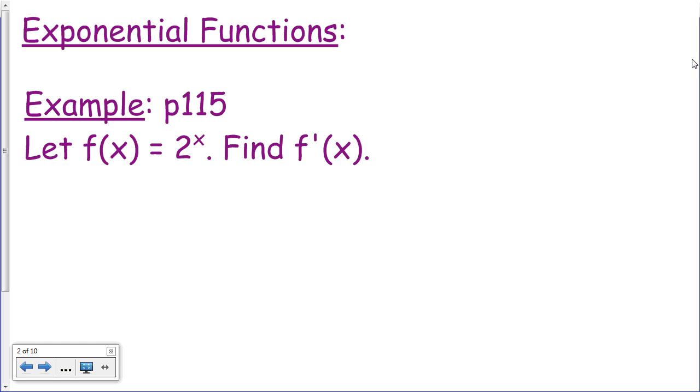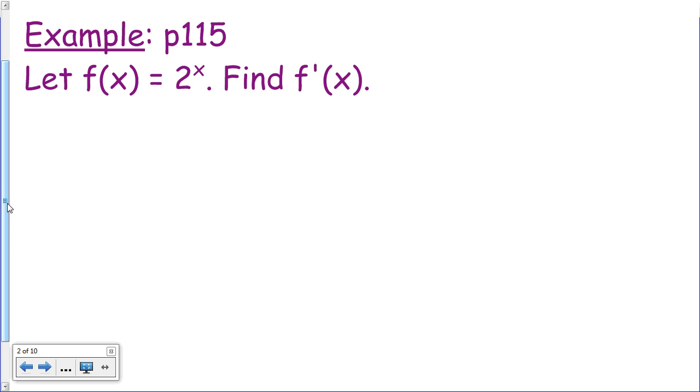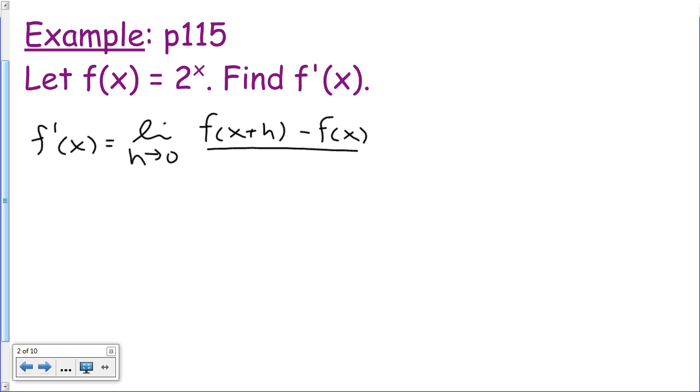So to do that, we're going to go back to our formal definition of a derivative function. So that is f prime of x is equal to the limit as h goes to 0 of f of x plus h minus f of x all over h. There's our formal definition, and as is usual, the first step we do here is substitute in for function f.